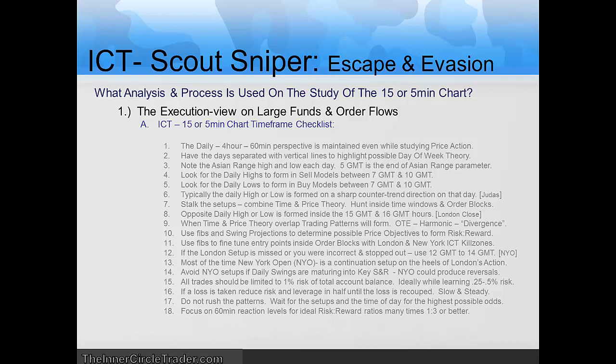Focus on 60-minute reaction levels for ideal risk to reward ratios. Again, many times 1 to 3 or better. In other words, you want at least 3 times what you're willing to lose. If you take a loss of 20 pips, you're looking for ideal trades of at least 60 pips or more. So the setup that you're trading, the parameters that outline that trade idea, the risk is defined to 20 pips. Ideally, you want 60 pips or more in terms of profit potential. If you stay in that realm, you'll be very effective in terms of long-term trading.